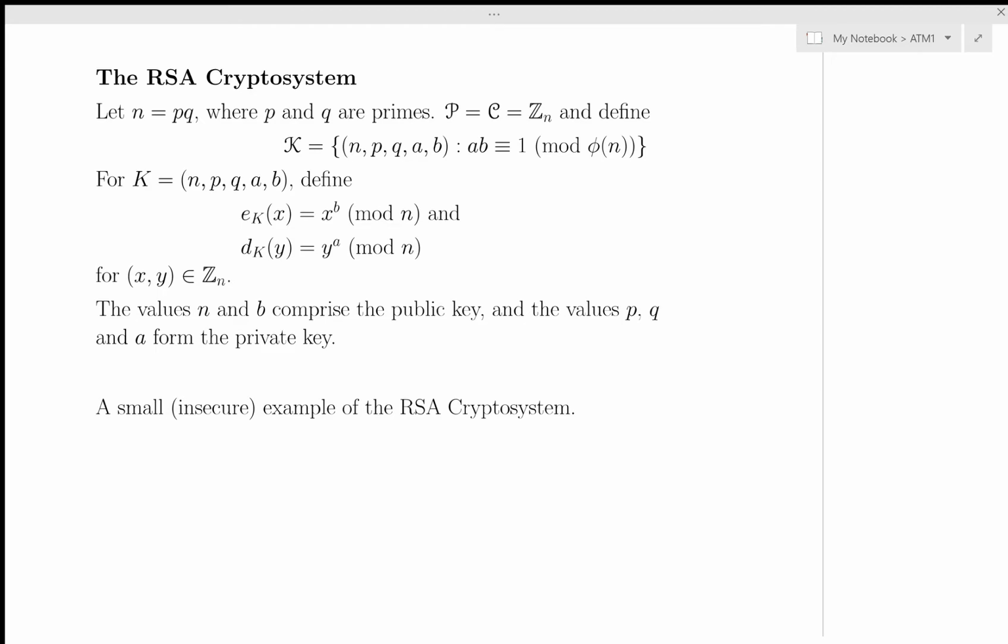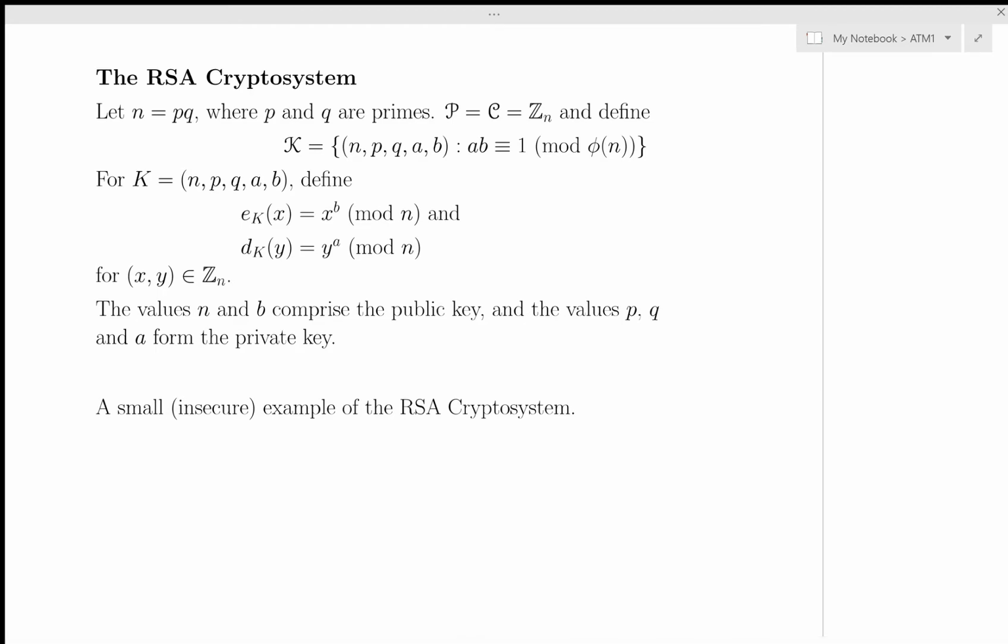Here we go. We're going to define the encryption function to be x to the b mod n, and the decryption function will be y to the a mod n. In the next lecture, we will prove that these functions are inverses of one another, so that dk undoes what ek does.